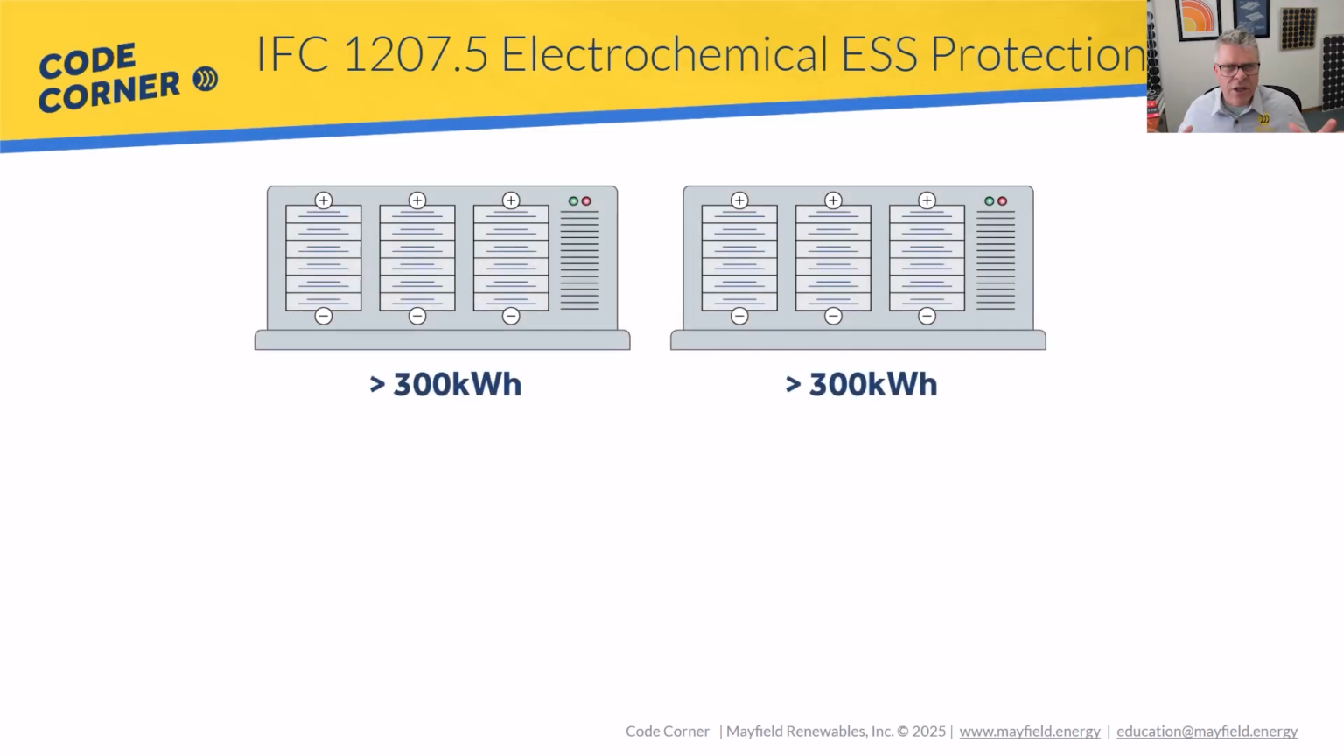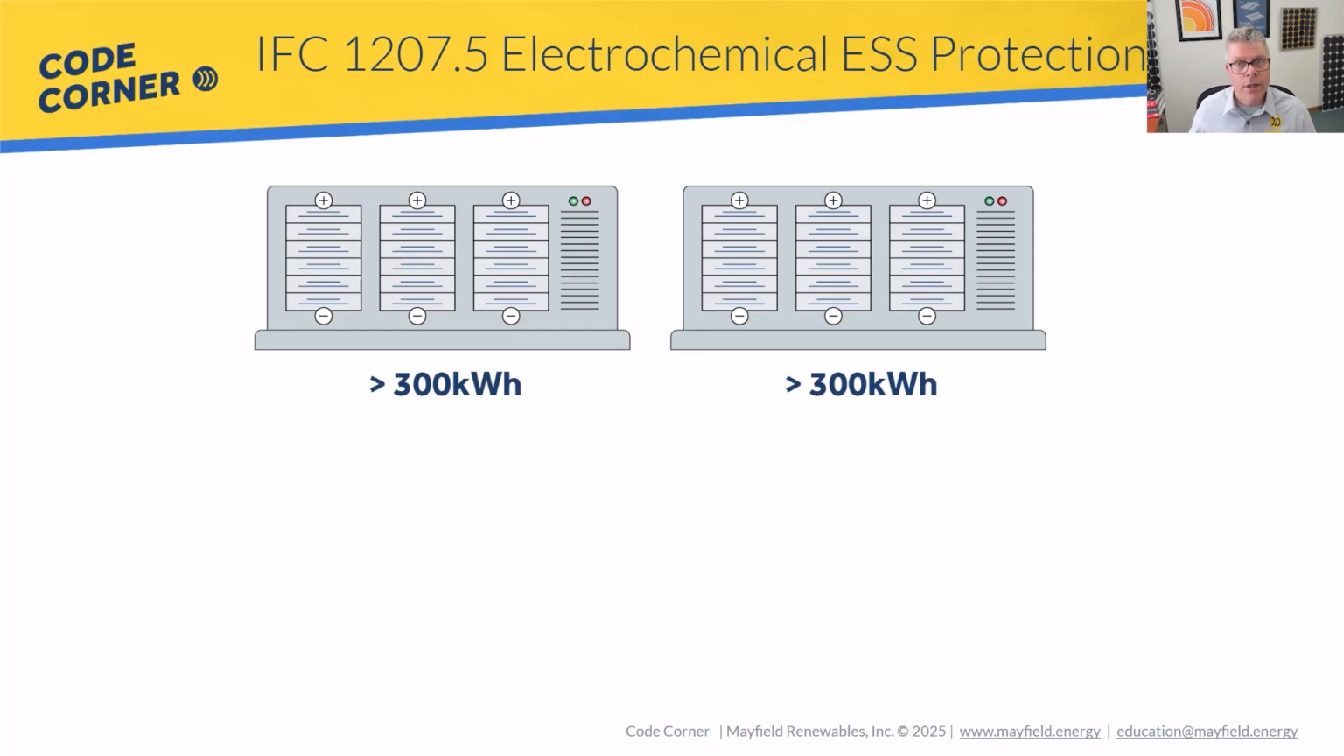So just to look at it in terms of what we are installing, how would we think about this? We're using containerized systems, or sometimes either within a container or where you have different cabinets or different things like that. In this case, we're showing a couple of 300 kilowatt hour units installed in close proximity and within one area. If you put those together, that's going to exceed the 600 kilowatt hours in the area.